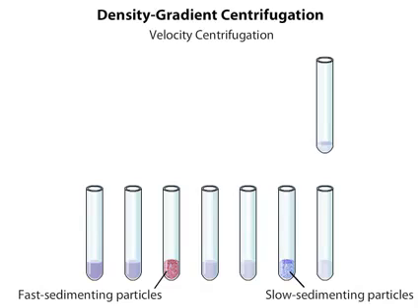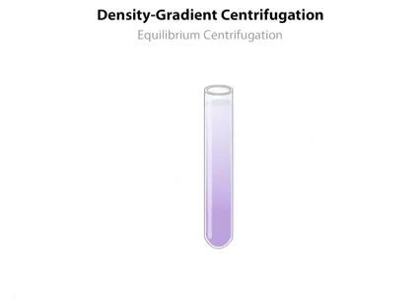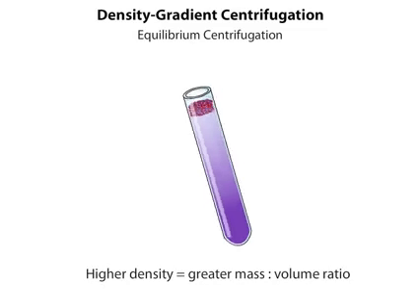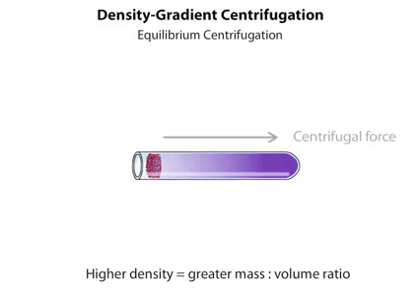The other type of density gradient centrifugation is equilibrium centrifugation. In this technique, the concentrations of solutes in the gradient are very high, such that the density of the gradient at the highest point is higher than the density of the particles of interest. Organelles with higher densities are defined as having greater mass-to-volume ratios. During centrifugation, the particles move to the location at which their own density matches the density of the surrounding solution, and this is where they remain.